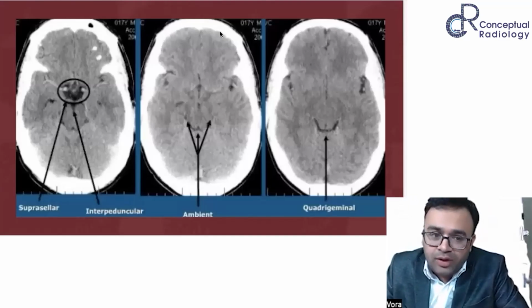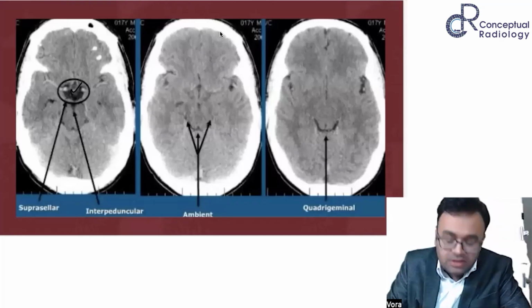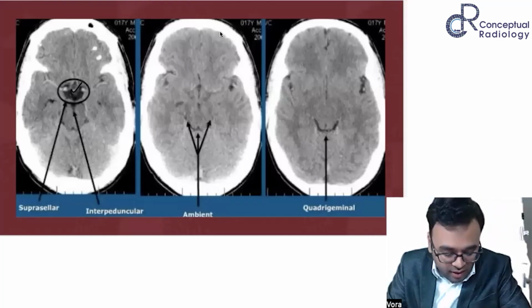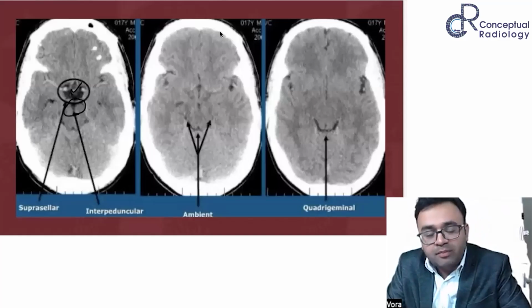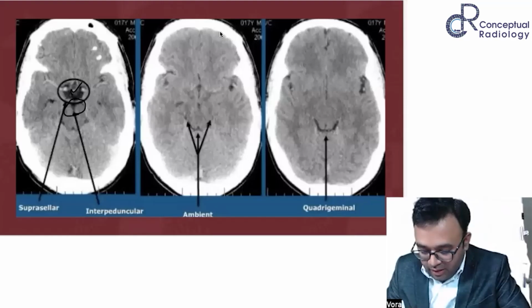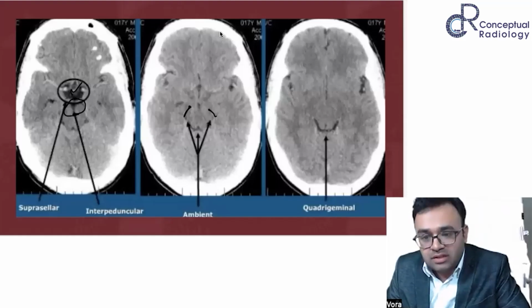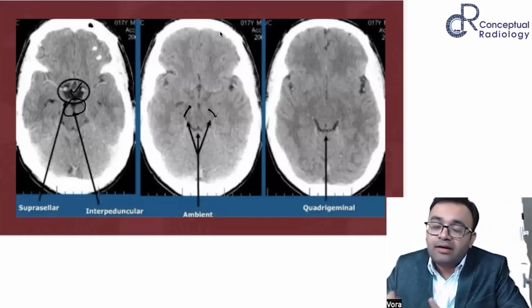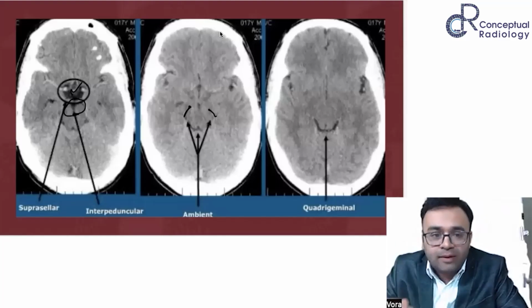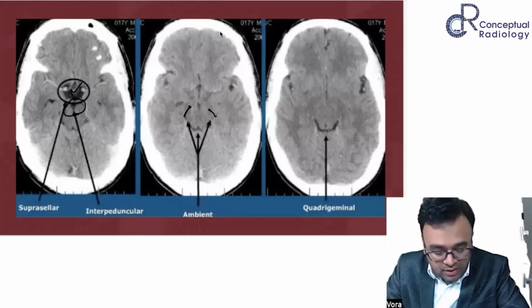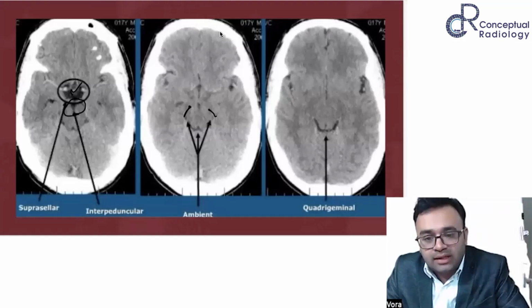All the cisterns which I've shown here: the suprasellar cistern, which is in the area where the optic nerves and the ICA exist; the interpeduncular cistern, which is between the midbrain portions; the ambient cisterns, which are located laterally; the crural cisterns, which are located anteriorly; and the quadrigeminal cisterns. All these cisterns are available at various different levels. If you start scrolling from inferior to superior, in the inferior-most section you will see the suprasellar cistern. Then you'll see the interpeduncular cistern, then the crural cistern, then the ambient, and finally the quadrigeminal cistern.